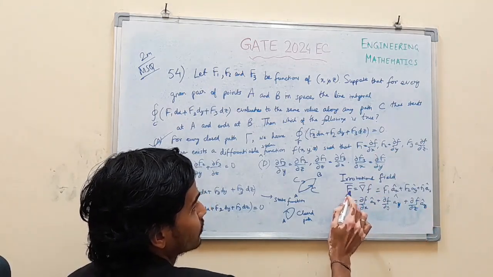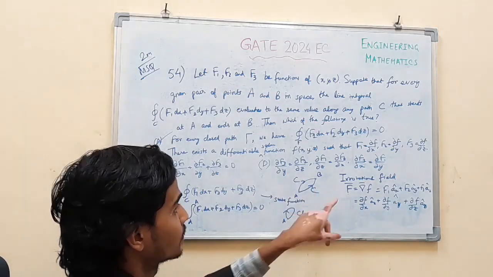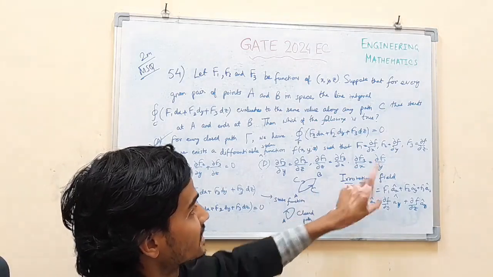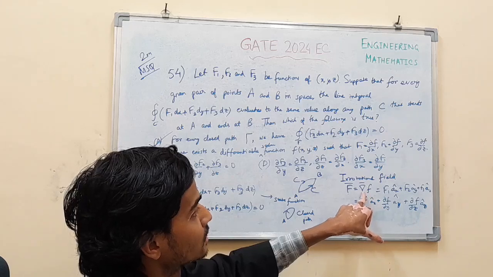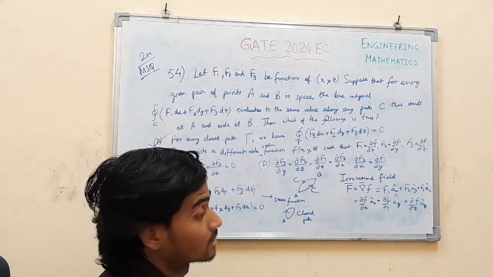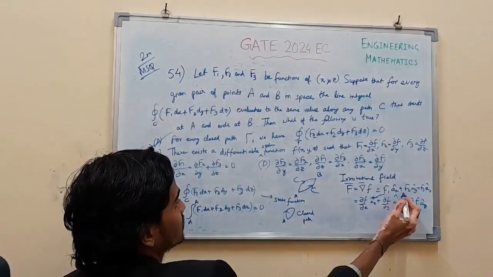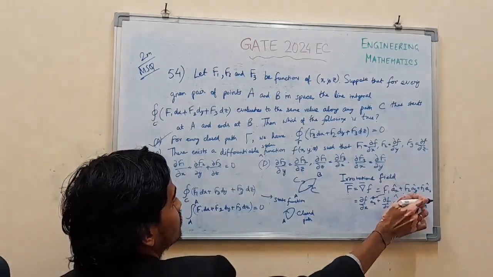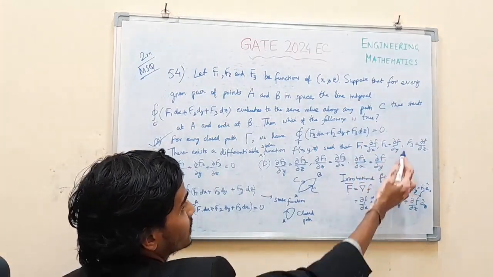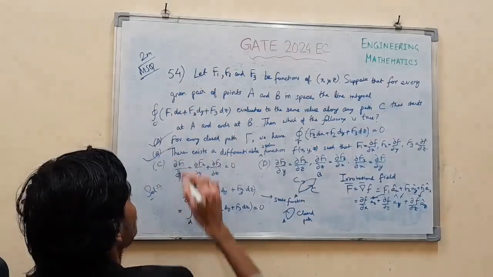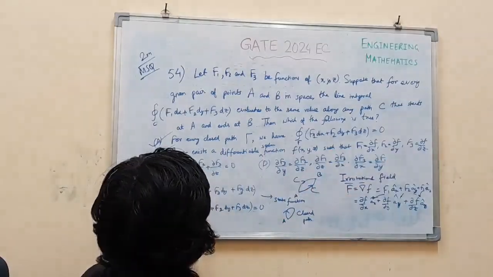If we write f, the state function in this case, depending only on the endpoints and not on the path, you can describe it as an irrotational field and define it in terms of a scalar function, the gradient of a scalar function f. So this is correct: f1 equal to del f del x, f2 equal to del f del y, and f3 equal to del f del z. So option B is also correct. There exists a differentiable scalar function f such that this is satisfied.